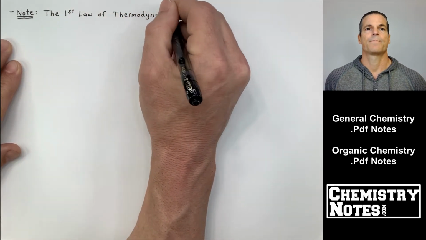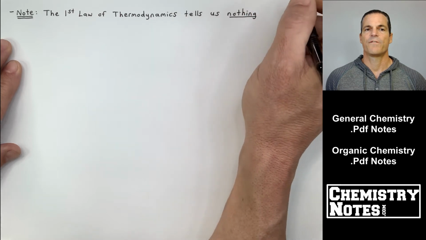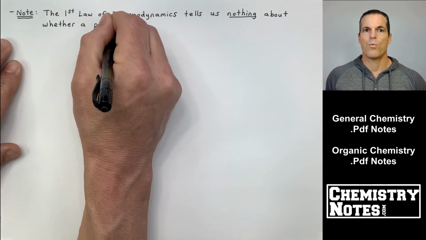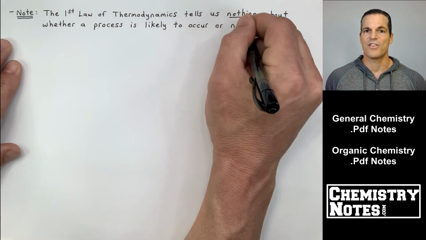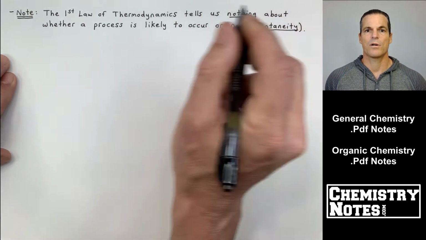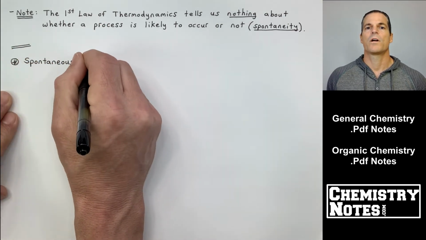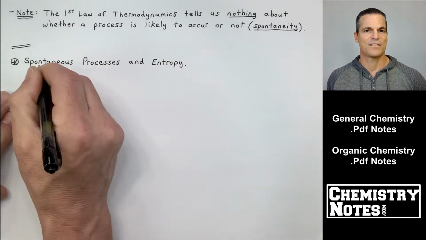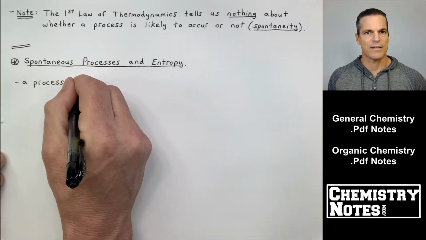Now, a note at the top of page 2 of our notes: the first law of thermodynamics tells us nothing about whether a process, in other words a chemical reaction, is likely to occur or not. Spontaneity is what tells us this. So we're going to lead up to spontaneity. For most of today's video, I'm going to talk about something called entropy, which has the symbol capital S or delta S. But spontaneity is where we're heading in this section.